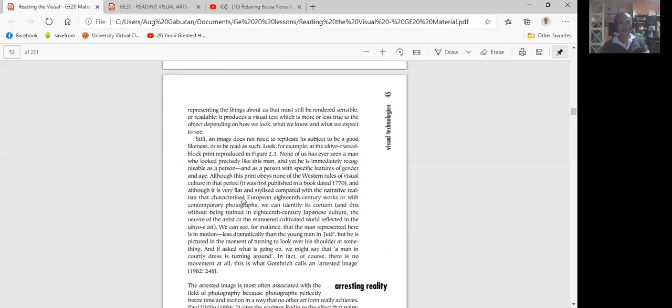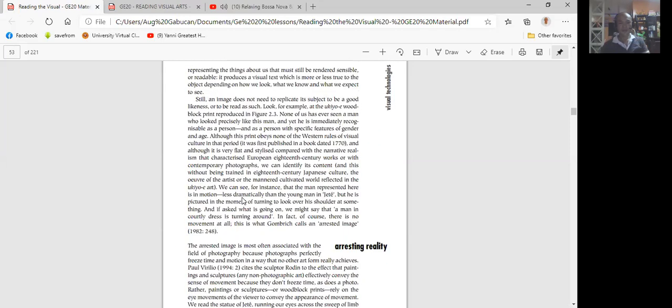What else? An image does not need to replicate its subject to be a good likeness. As you can see in that picture, it doesn't really represent the real person, but we can presume that it has a gender, that it observes the fashion and culture during this time. So, a man in courtly dress is turning around.